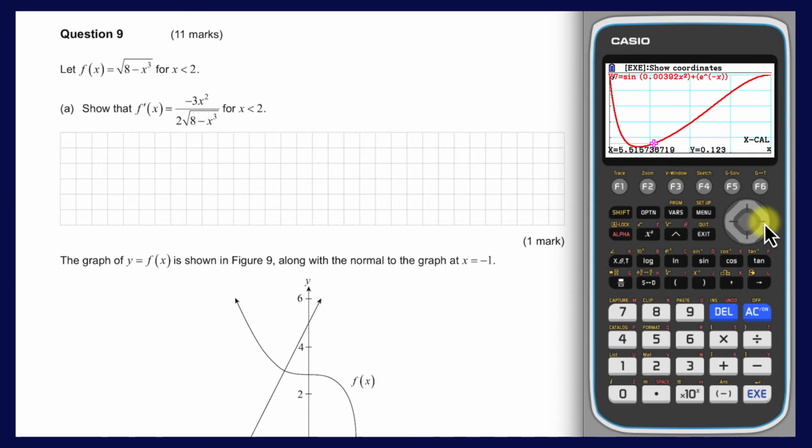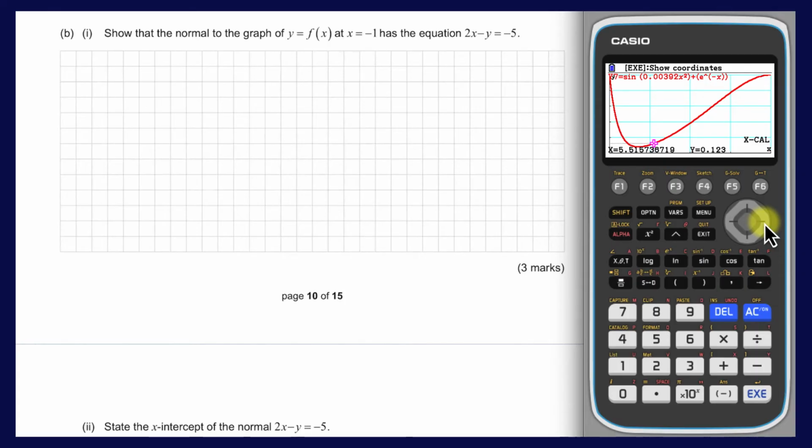Question 9. Question 9 starts us off with a square root function, square root of 8 take x cubed for x less than 2. And we're asked first of all for the derivative, so we'll do that using chain rule. Okay, so the derivative f dash x will be a half by 8 take x cubed to the power of minus a half multiplied by 0 minus 3x squared. And if we feel like cleaning up a little bit, you can see that the minus a half means it's 8 take x cubed on the bottom, as is the 2, and the top line of that will be minus 3x squared, which is what we were required to show. So that's part A.